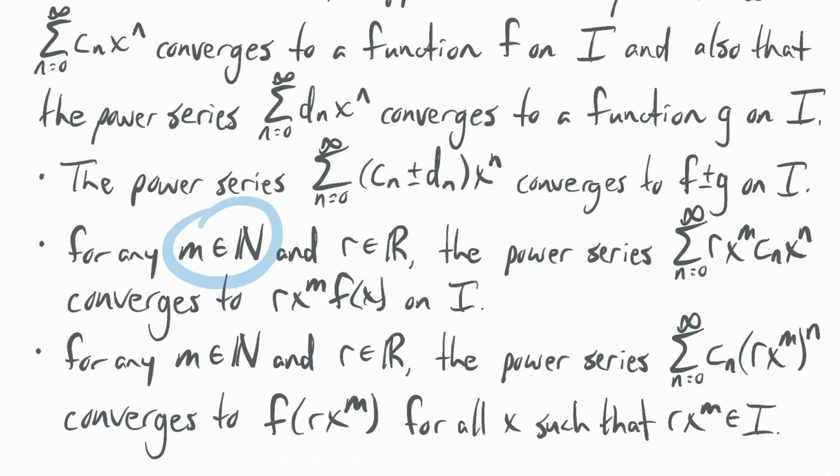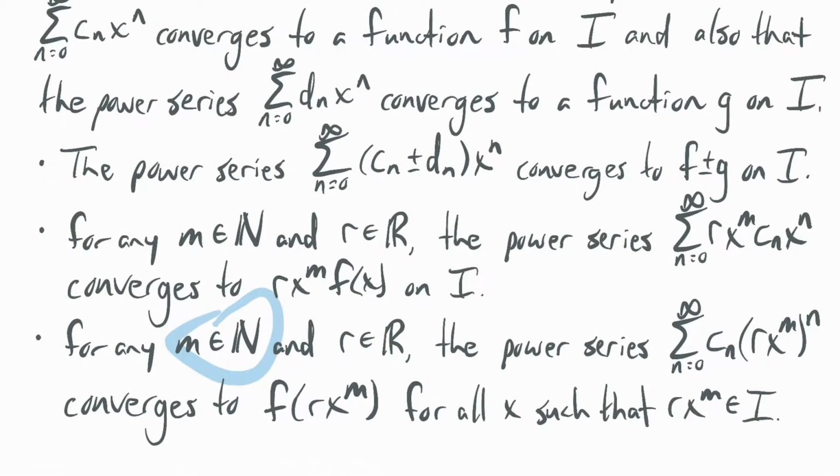For any positive integer m and any real number r, the power series formed by r times x to the m power times C sub n times x to the n power, that forms a new power series, which converges to r times x to the m power times f of x on the interval I.